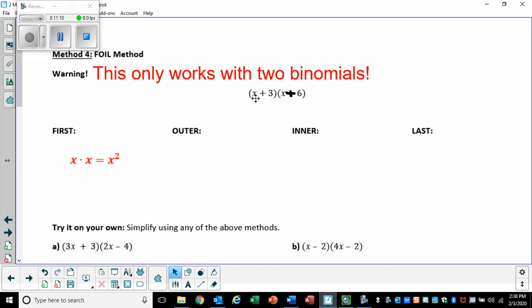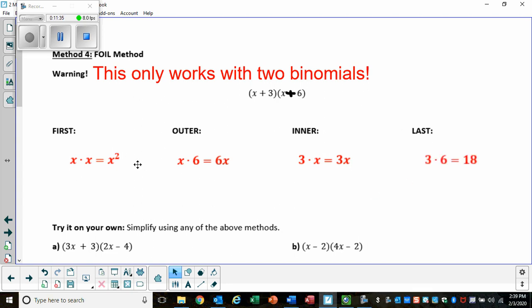Outer means the outer terms of each binomial. So x and positive 6. So I multiply that together, I get 6x. Inner means the 3 and the x, so the 2 inner terms, 3 times x. And last means the last term of each binomial, so 3 times 6. And that gives me 18.